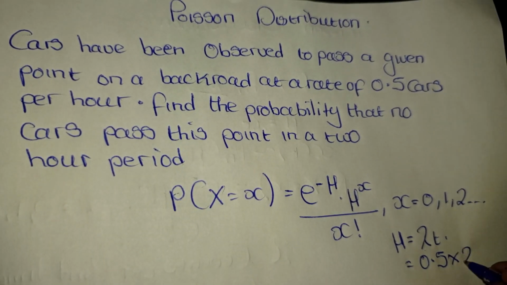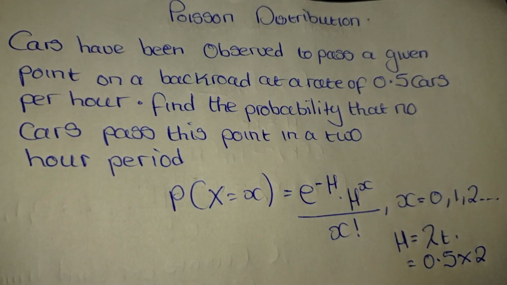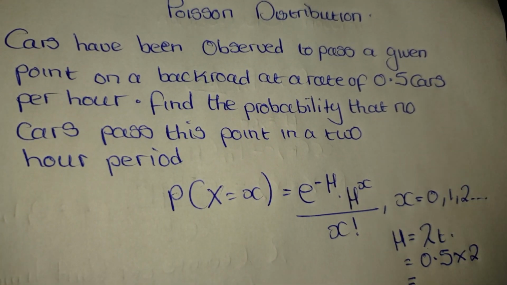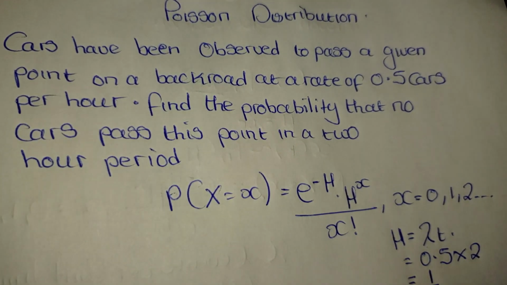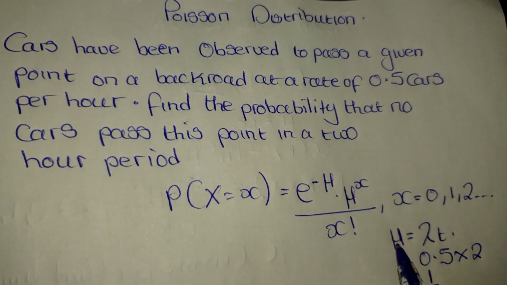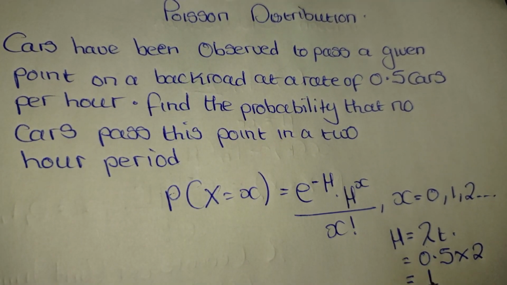So we multiply this times 2. Immediately you multiply your 0.5 times 2, you get your answer to be 1. So 1 is our answer there, meaning the value of mu in this case is 1.